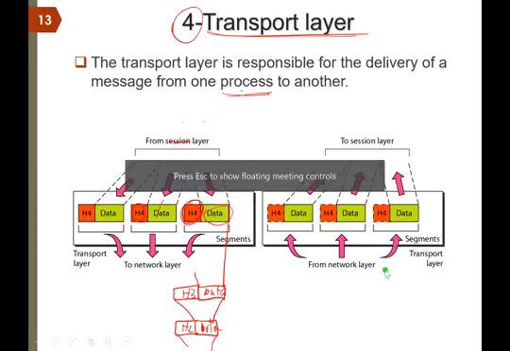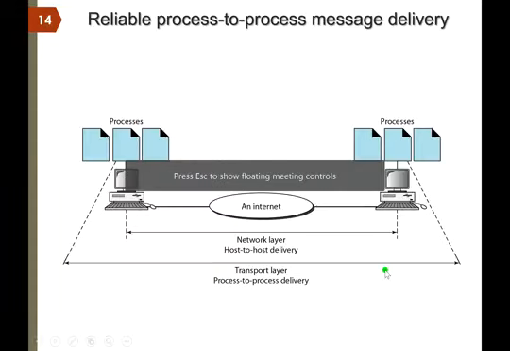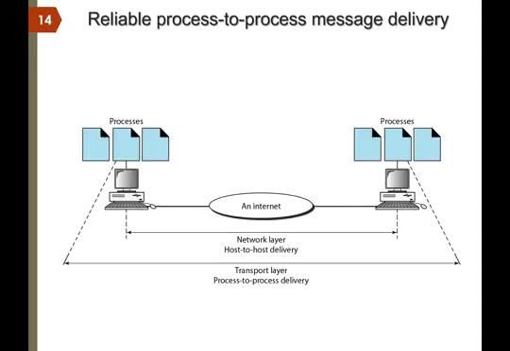Now it should be clear for you. This process to process message delivery. So here at the source, there are different processes running. So this process, for example, is sending the message. Okay, so the network layer is responsible for delivering the message from this host to this host.